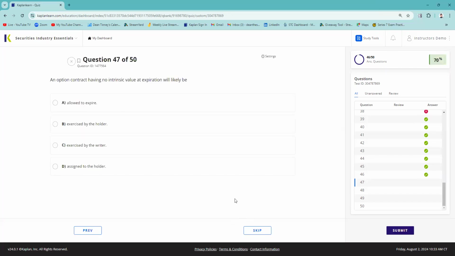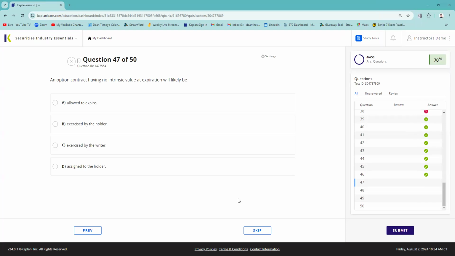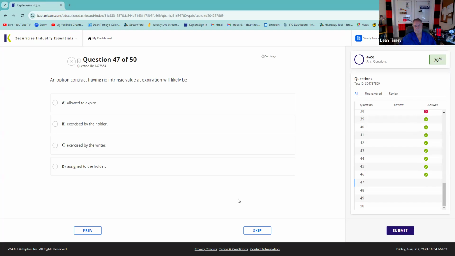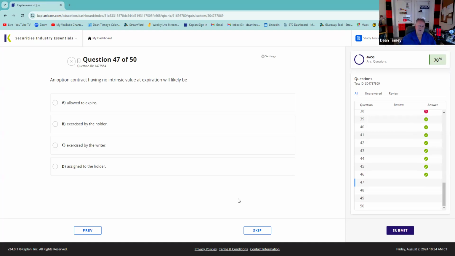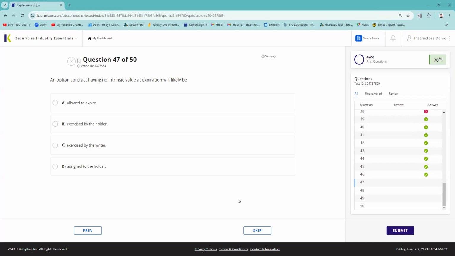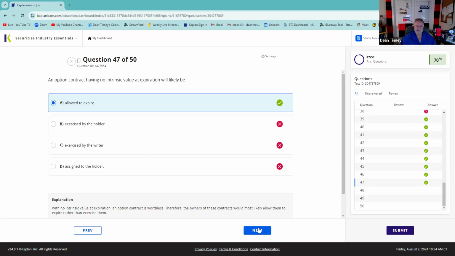An option contract having no intrinsic value at expiration, I like this, will likely be exercised by the holder? So you have a choice to buy Apple at 220 and Apple at expiration is 217. No, you wouldn't want to exercise a 220 call with Apple at 217. You would lose money. I'd say, why don't you just let that expire? There's no economic sense. It doesn't make any economic sense unless it has intrinsic value.